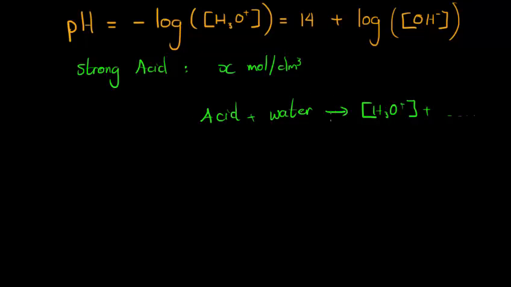Obviously you'll balance the equation, and usually you don't need to add any coefficient. But let's say there was a coefficient, then if this one is this many moles per cubic decimeter, this one will be the same, or we multiply with the coefficient. That's if they give you a strong acid and you have to calculate the pH.